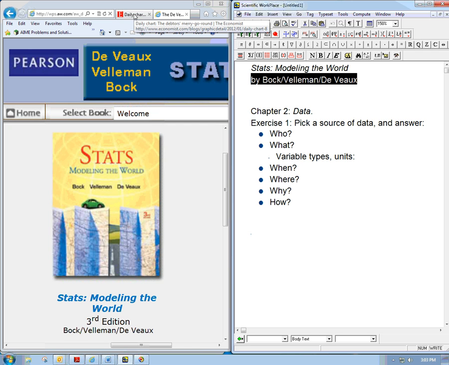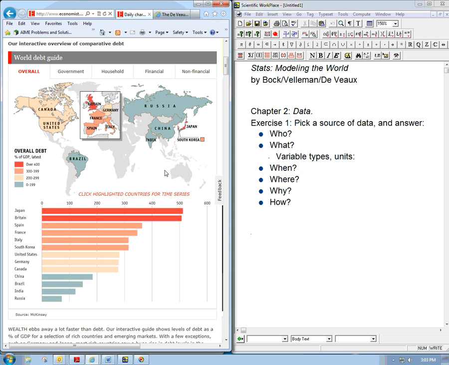from the third edition. So in Chapter 2, which is the first substantial major chapter, it's about data. And I'm going to assume that you've taken a look at that chapter or have the equivalent background. And I'm going to do just exercise 1, which says pick a source of data and answer crucial basic data questions: who, what, when, where, why, and how, and a couple of other questions.